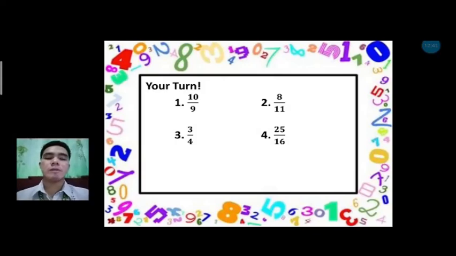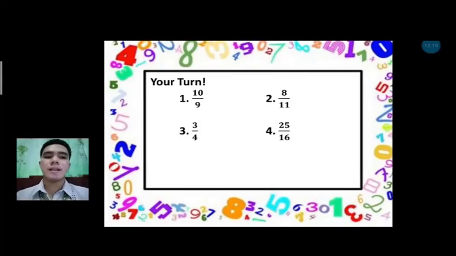Now it's your turn. Try to solve or convert the following fractions into decimal form. So we have number 1, 10 over 9. Number 2, 8 over 11. Number 3, 3/4. And number 4, 25 over 6. So you can pause this video so that you are able to answer the following. Now I will reveal the answer.